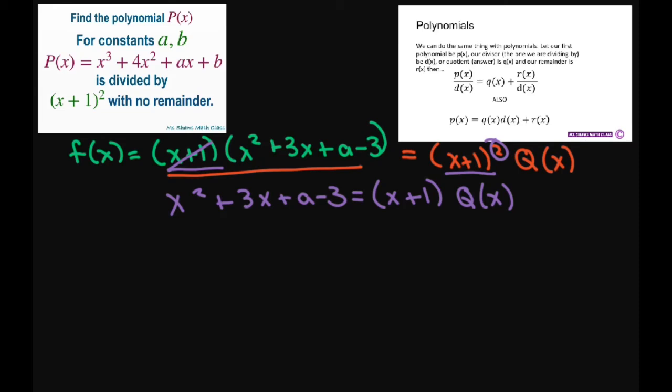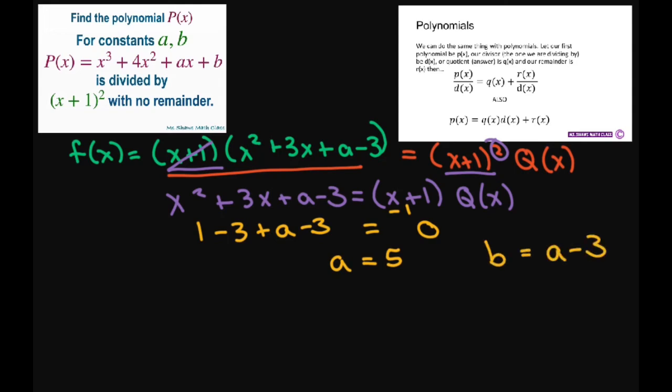Now, since we have that, let's substitute in -1 to both sides. Again, if I substitute a -1 here, this right-hand side is going to be 0. So we're going to get 1 minus 3 plus a minus 3. This gives me a equals 5. And we already had b equal to a minus 3, and so that means our b is going to be 5 minus 3, which equals 2.